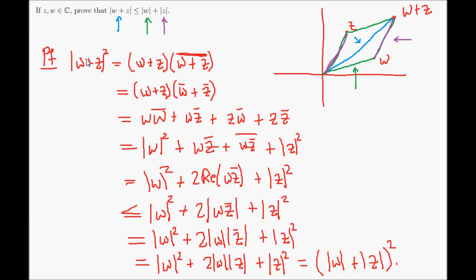If I take the square root of both the left-hand side and the right-hand side, I would have that the absolute value of w plus z is less than or equal to the absolute value of w plus the absolute value of z, and so that is the end of the proof.